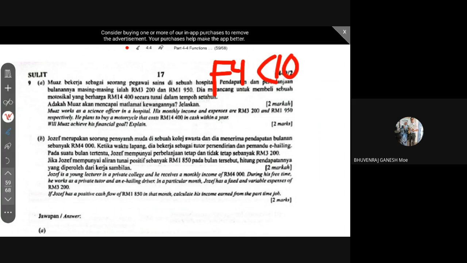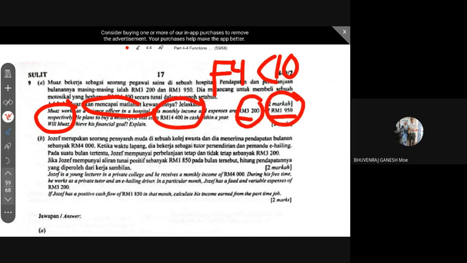Okay, so let's see the first question together. They say this person works in a hospital. No need to care about this one. His monthly income and expenses are this one and this one. Sometimes people get confused with this kind of statement, especially when they have the word respectively. So can you tell me, monthly income, are they talking about the 3,200 or 1950? Yes, very good. Means you didn't get confused. Correct.